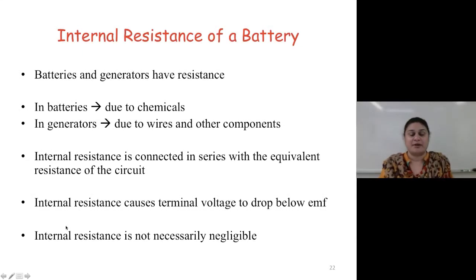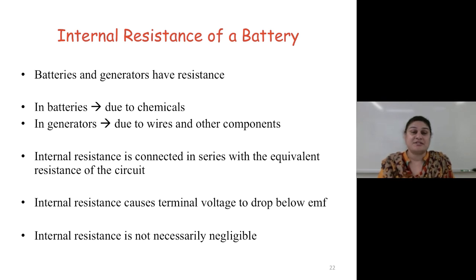Internal resistance of the batteries. Batteries and generators have a resistance by themselves. In batteries, the internal resistance is due to chemicals. In generators, it could be due to wires and other components of the generator itself.